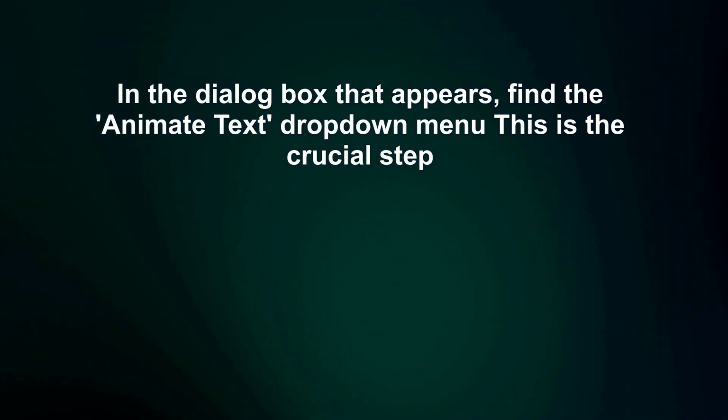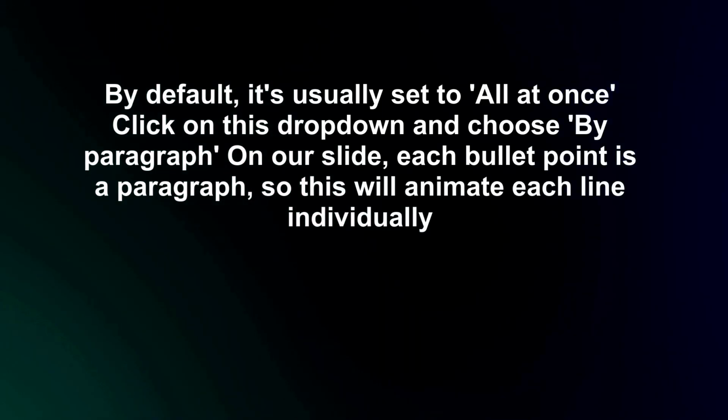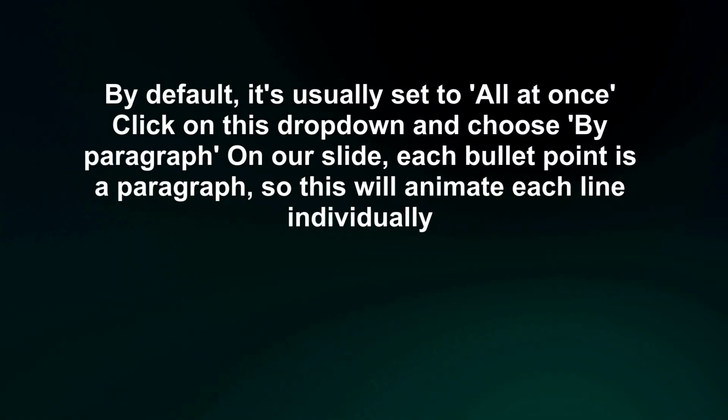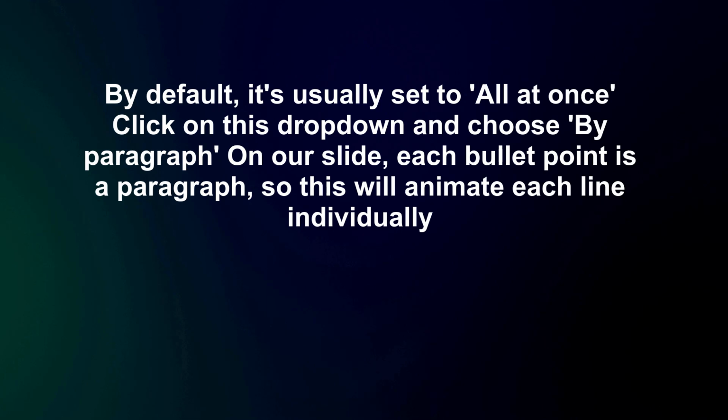This is the crucial step. By default, it's usually set to all at once. Click on this drop-down and choose by paragraph. On our slide, each bullet point is a paragraph, so this will animate each line individually.